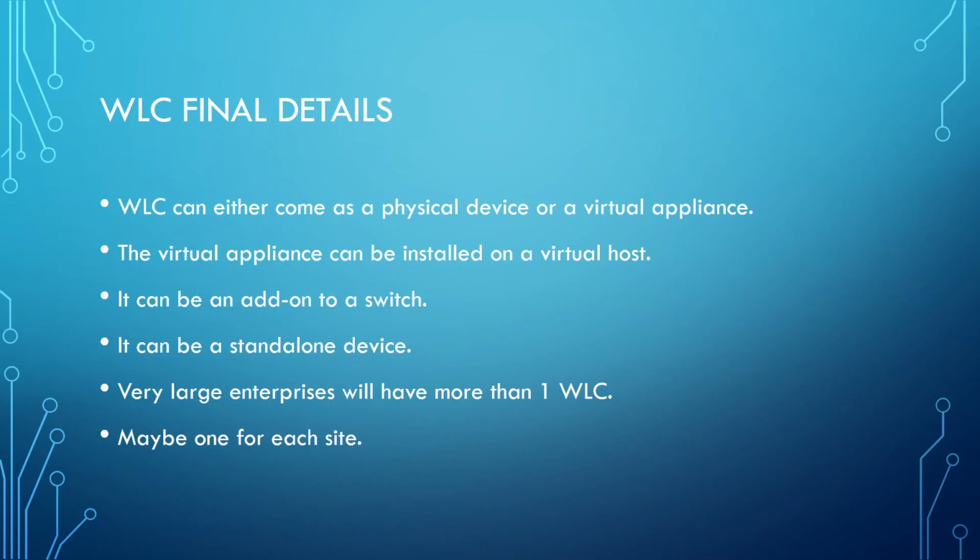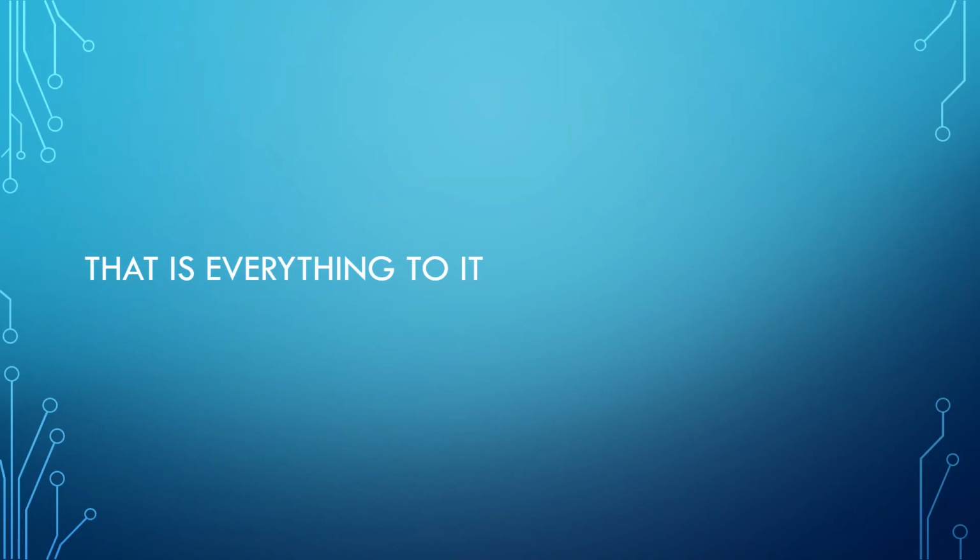And in very large enterprises, you may have one for each site. If you've got 100 APs at each site, you may literally just have a wireless LAN controller for each site that you have. And to be fair, that's everything there is to it. Again, this wasn't a deep dive. This was just a high level overview of what a wireless LAN controller does, why it's needed, and the benefits of it.